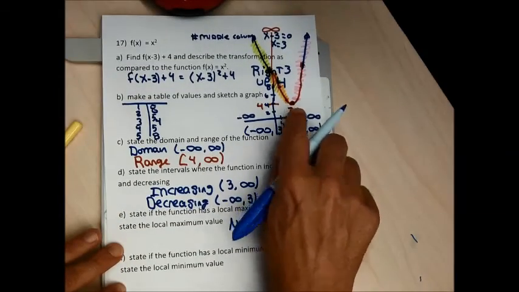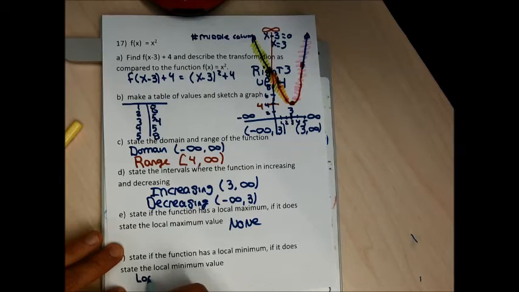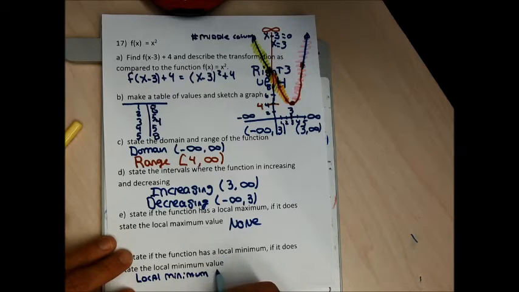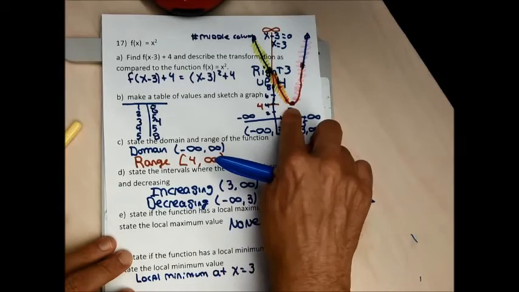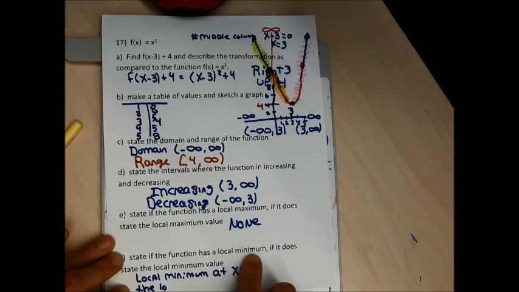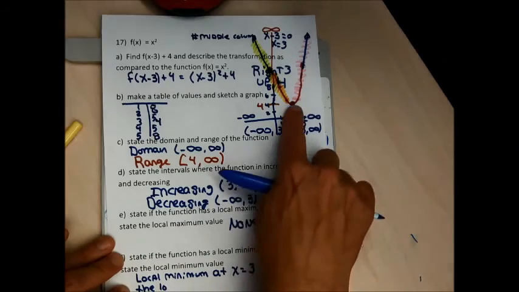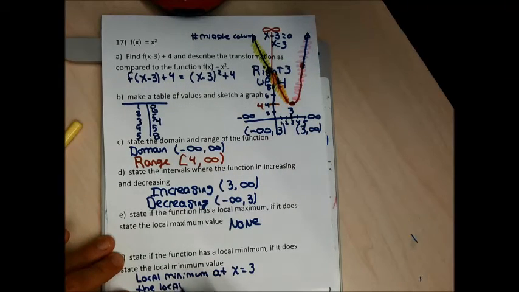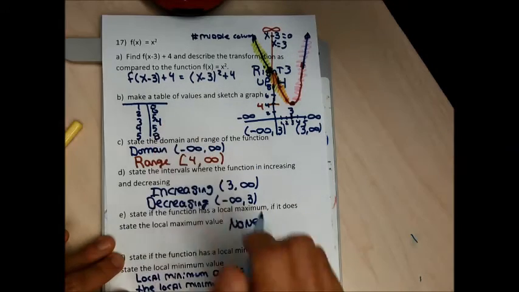It has a local minimum. We should say probably at x equal to 3. And the local minimum value is the y-coordinate of that point, which is 5. So it says state if the function has a local minimum. It does have a local minimum, and the x-coordinate is 3. And the local minimum value is the y-coordinate of that minimum point. And that y value, the y value of the vertex, is 4.